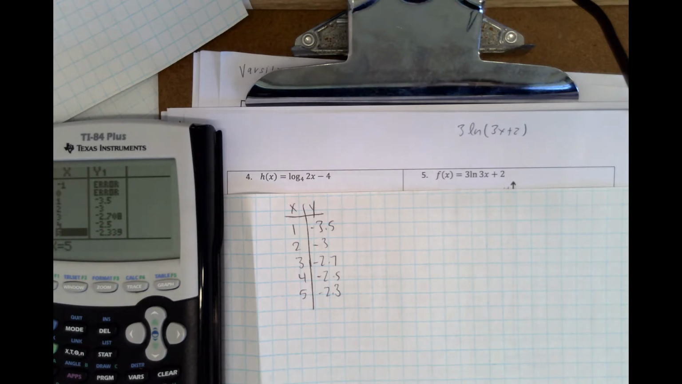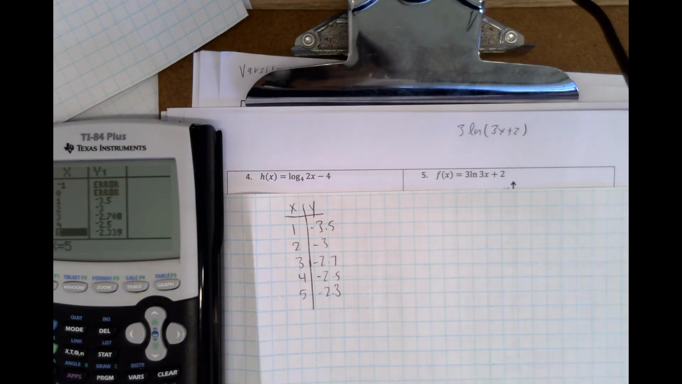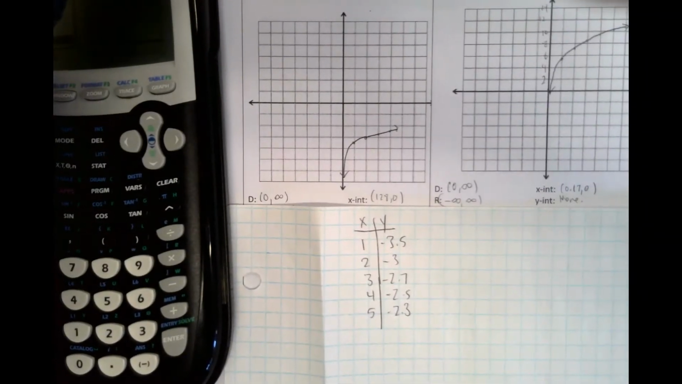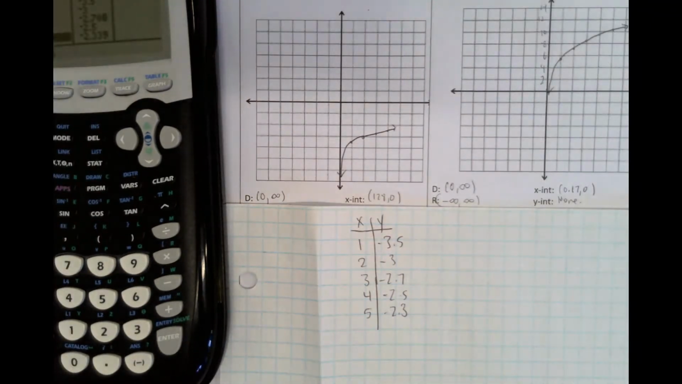Does anyone know what we do next? What do we do next here? Jude? Right, we graph it. We just plot the points. So hopefully your graph looks something like this. Should just plot the graph and kind of estimate it. Should look something like this.